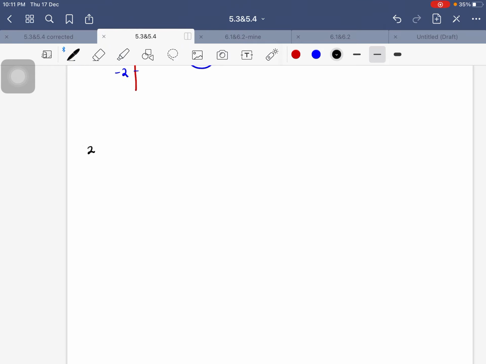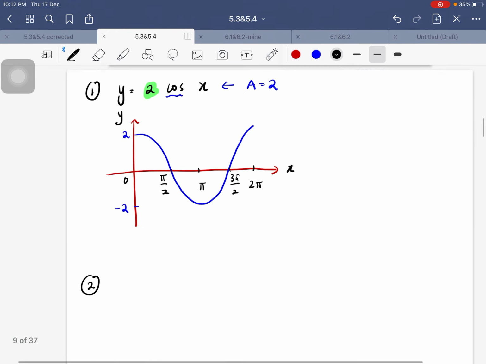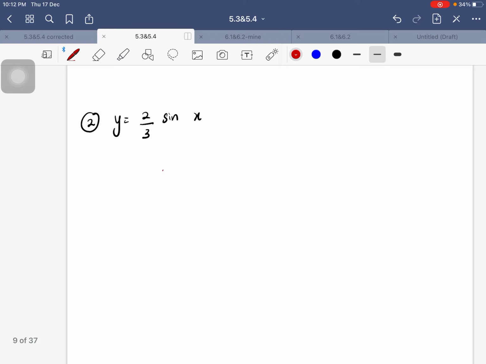So now let me proceed to the second example. For the second example, I'm going to have a sine graph. So that's a graph of y equal to 2 over 3 sine of x. So it will be exactly the same idea. But for this case, my amplitude is going to be a value of 2 over 3. So this is my a value. So my a value is going to equal 2 over 3.